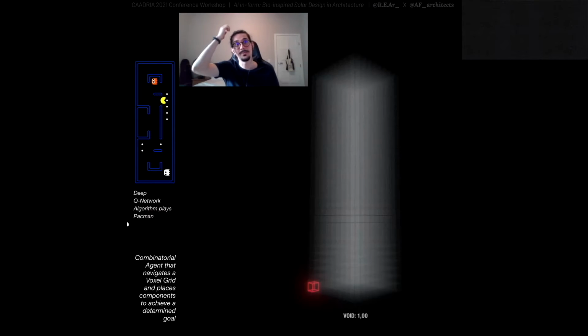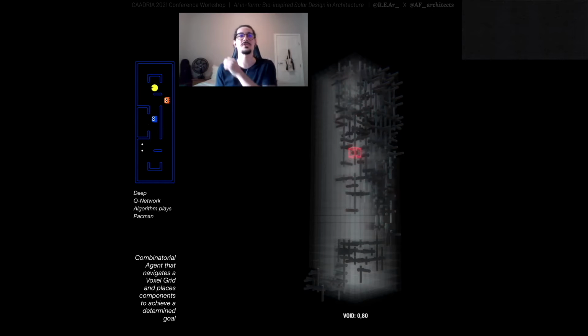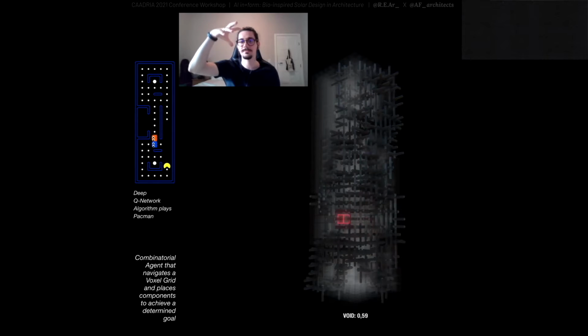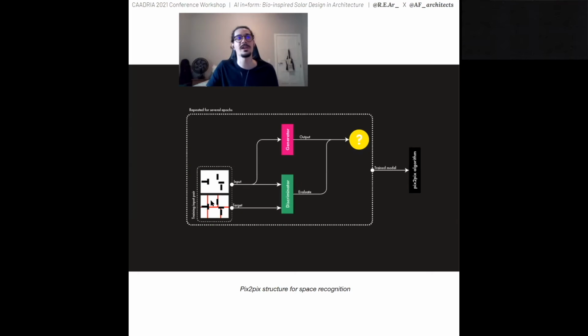Here we have our example, which is a project that uses a combinatorial agent. If we're thinking about geometry, about architecture, this project uses a combinatorial agent that tries to fill this voxel grid with these components until the grid is filled to a target capacity, to a target void ratio. This algorithm was trained by these two image pairs in which you have the configuration, just the black elements, and I want the algorithm to draw me these red lines.